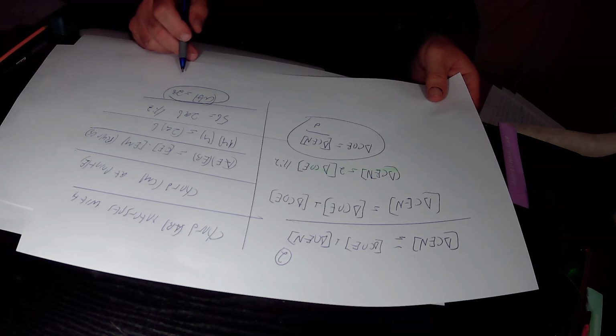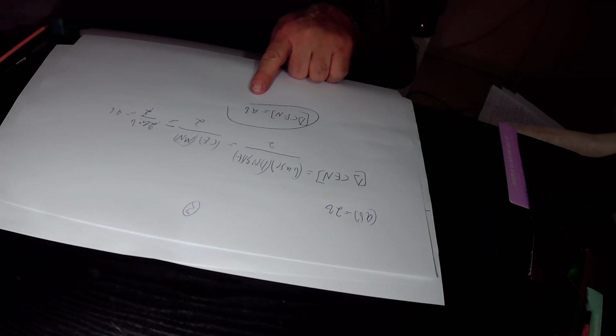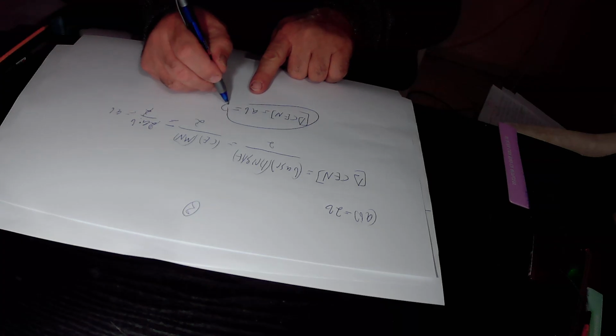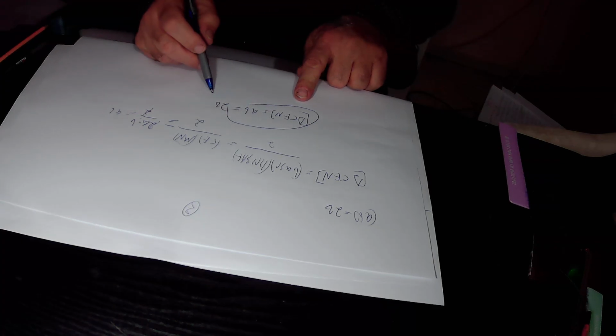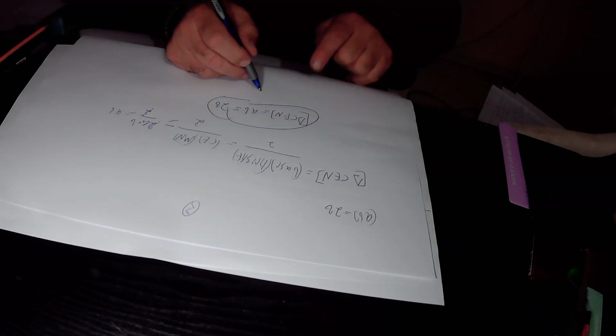But according to rule 65, A times B equals 28. So from this equation, we derive that the area of the big triangle CEN equals 28. Those two sides are equal to each other.